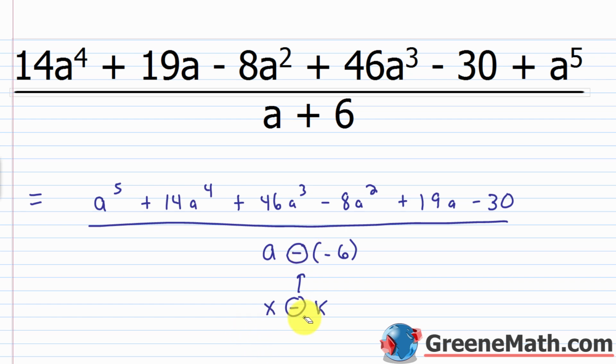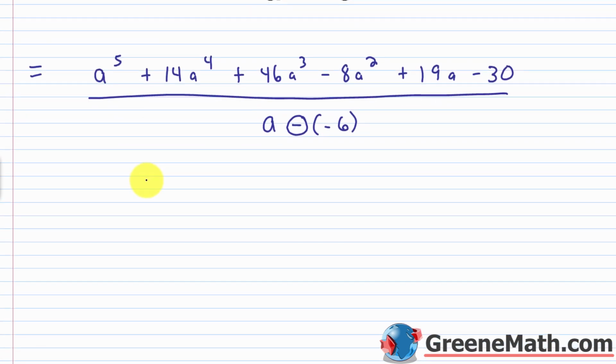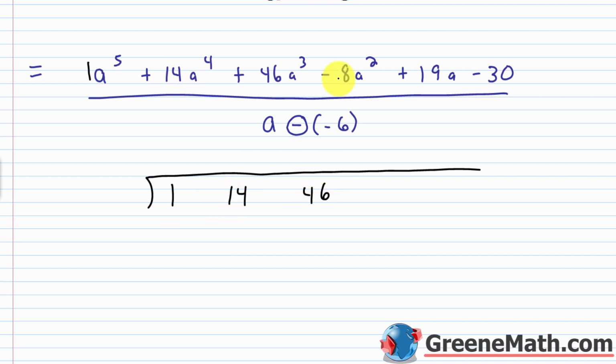So now that that's done, I want to set up my little long division symbol. And I just want to take the numerical information from the dividend, or the numerator, if you want to call it that, and place it inside here. So I'm not going to include any of the variables. The coefficient for a to the fifth power is a 1, so I'm just going to put a 1 here. Put a little bit of space. Then the coefficient for a to the fourth power is 14. Then we'd have a 46. Then a negative 8. Then a 19. Then a negative 30. Okay? So all the numerical information is in here now.